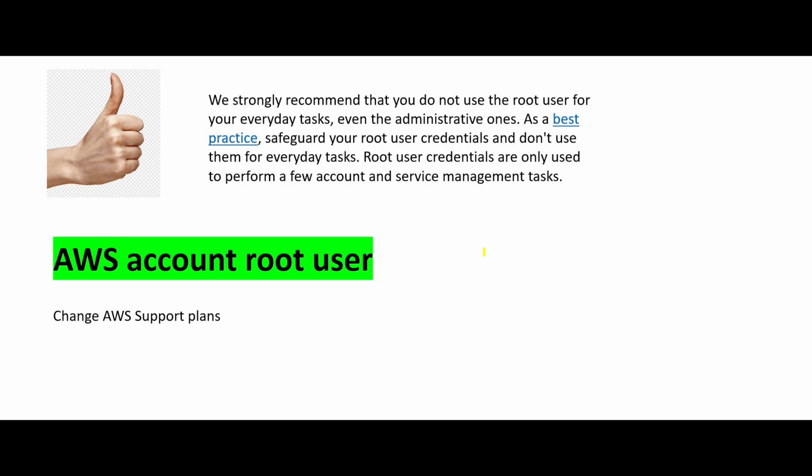Or it may ask the reverse also. I'm using the account root user, what should I change? You should not change anything except the support plans, because the account root user is so special. It should only be used for special work.